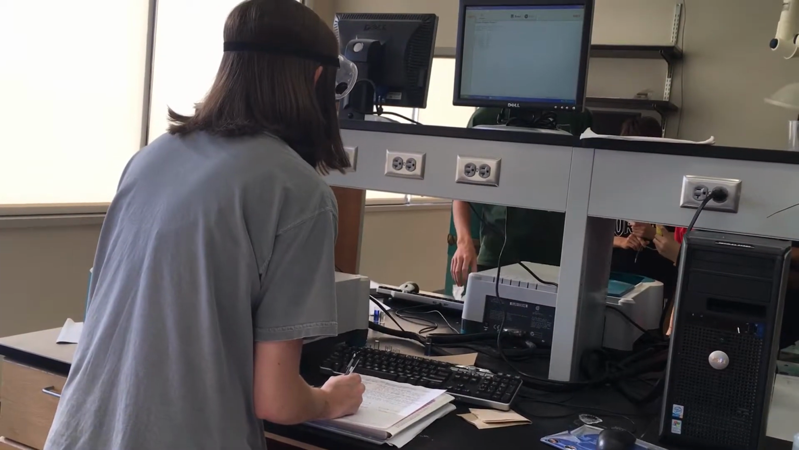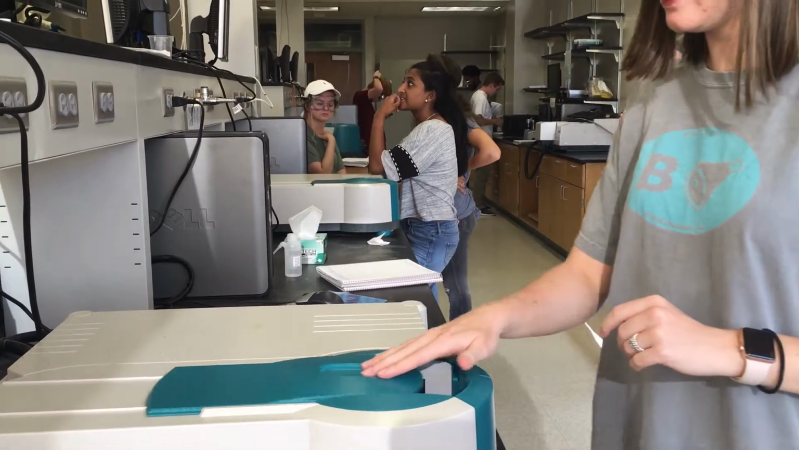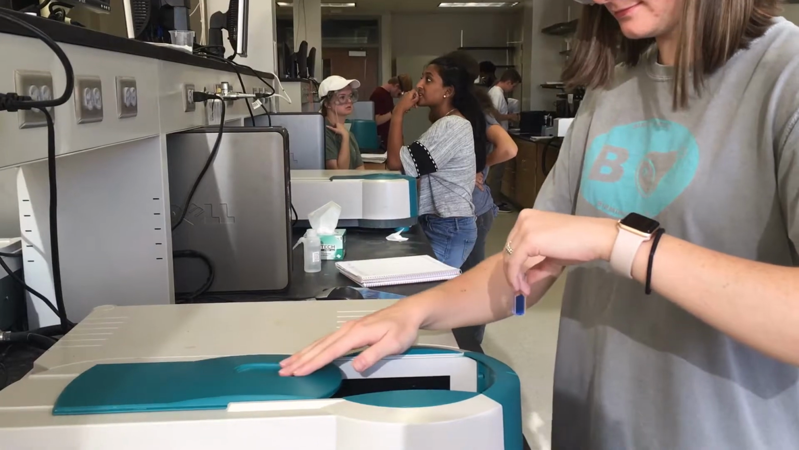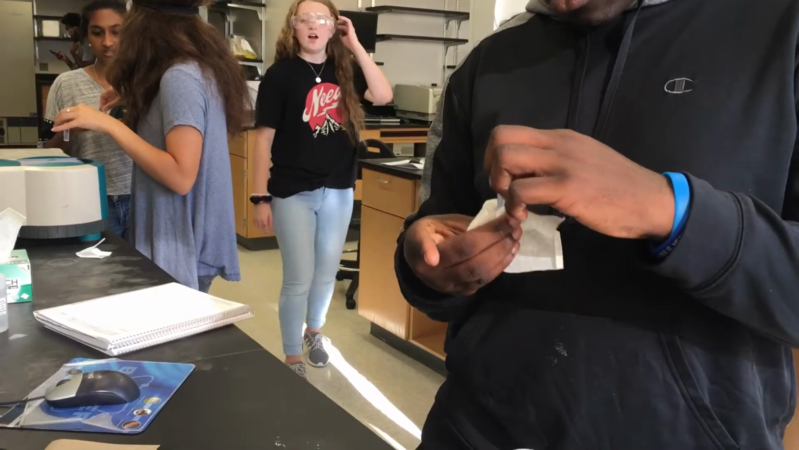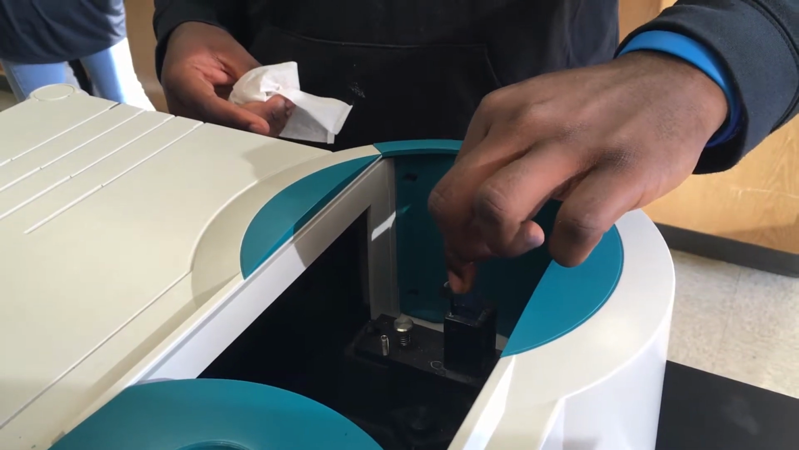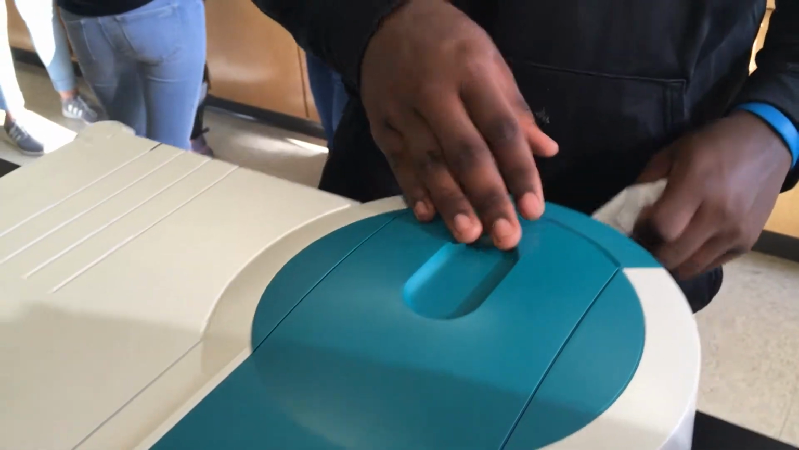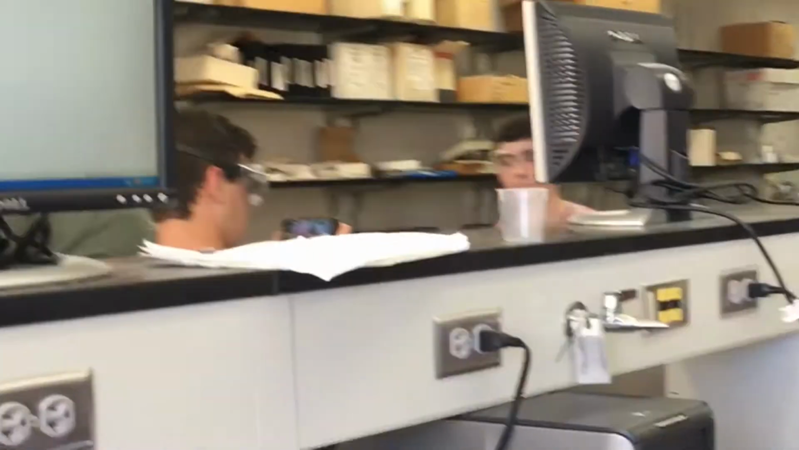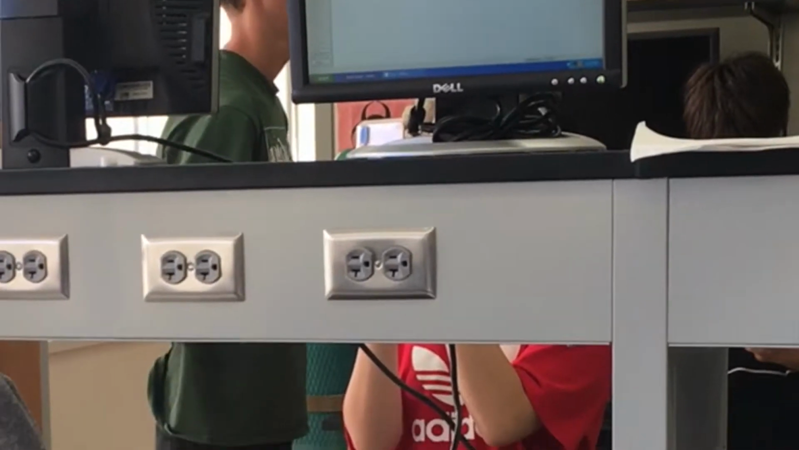After clicking Read, the spectrophotometer will display the absorbance value on the computer screen. Record this in your notebook. You will need to perform each of these steps with every dilution, being sure to wipe the sides of the cuvette and close the spectrophotometer door each time. Record your results.